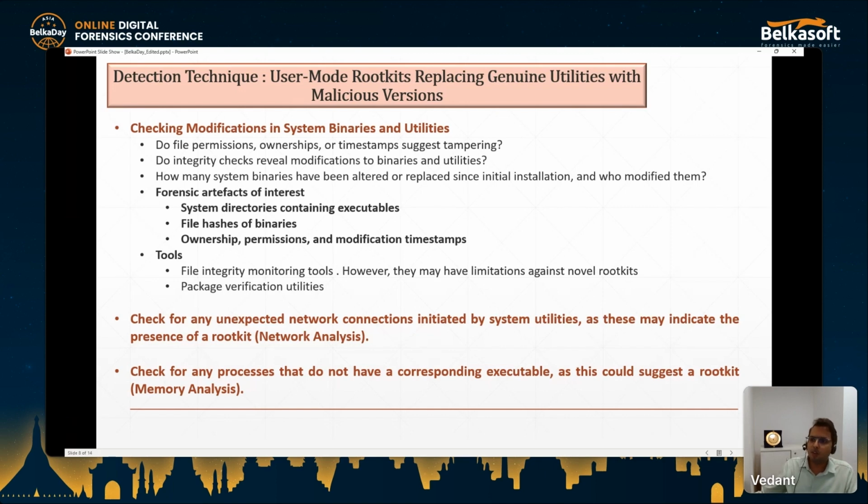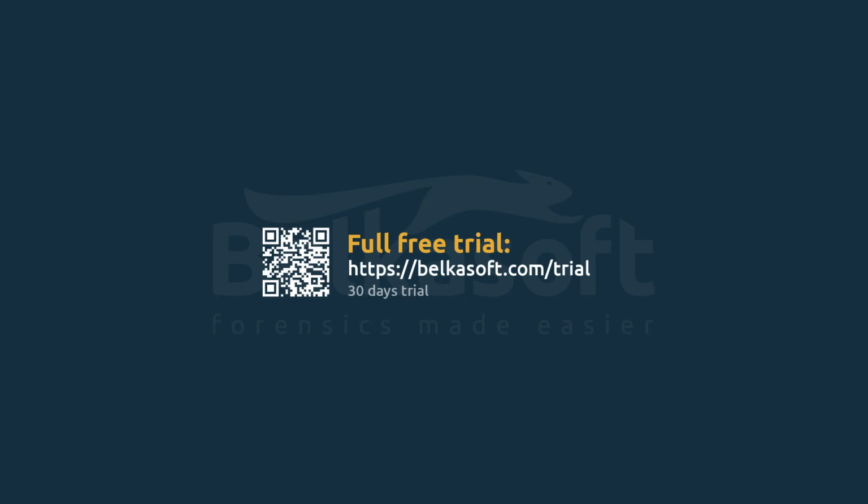So in this particular case, we discussed how timestamps are a very important forensic artifact for analysis.